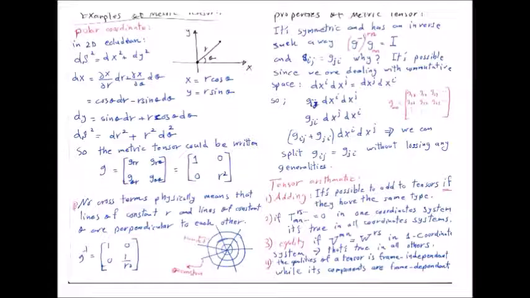Another example: if I take a tensor of type 1,1, T^m_n, then using contraction I have just one possible way, m equal n, giving T^m_m. What does that equal? T^1_1 plus T^2_2 plus T^3_3 and so on. And finally it will be just a scalar.